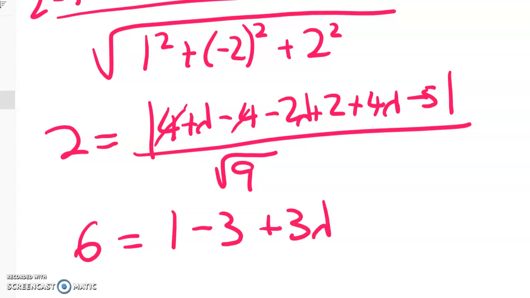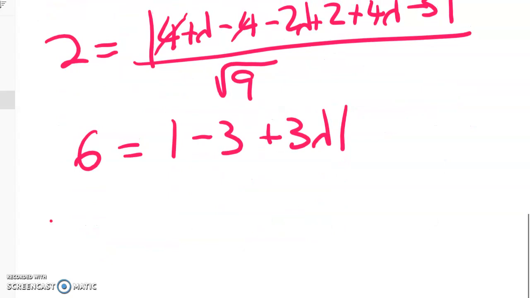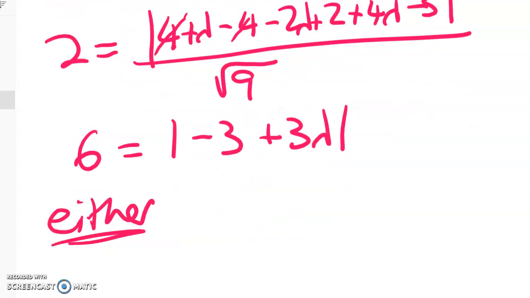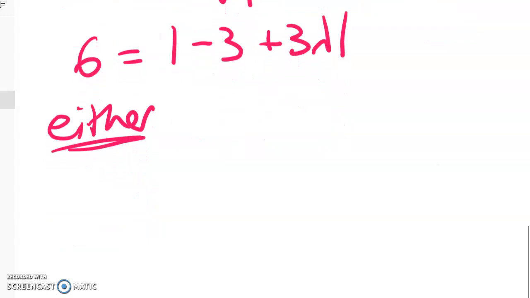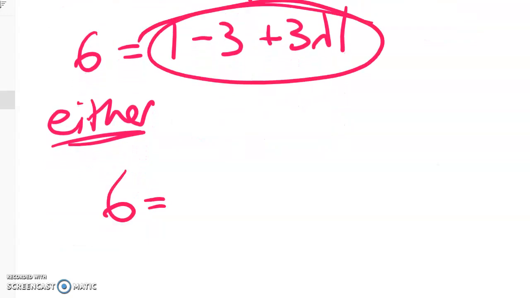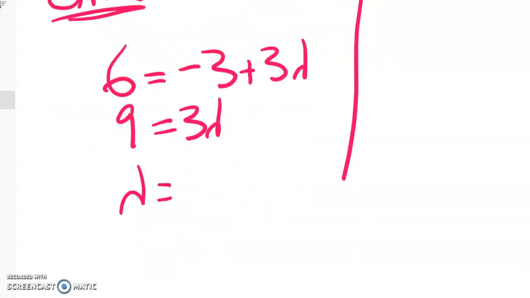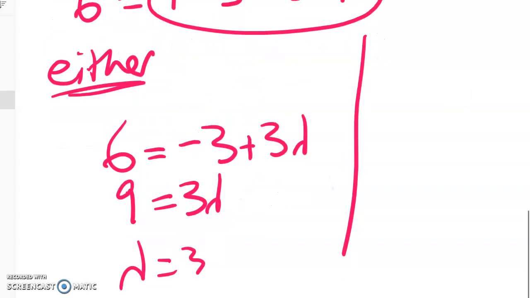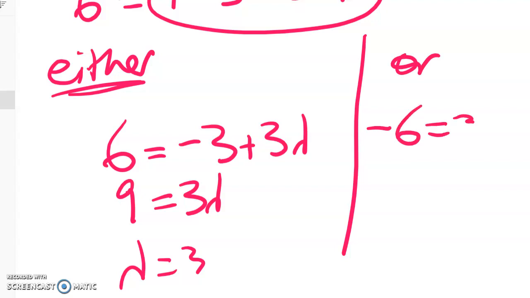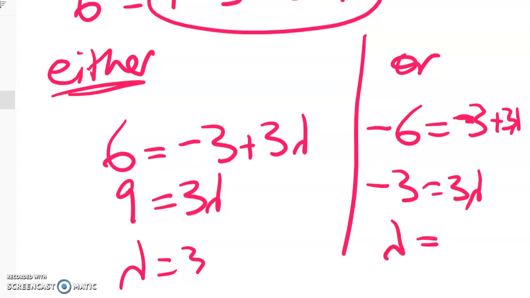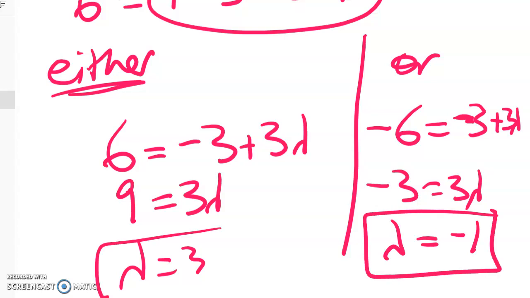So either, I get 2 solutions, and this is the thing you've got to think about. Either 6 is equal to the positive value of this, negative 3 plus 3 lambda, giving me 9 equals 3 lambda, lambda equals 3, or we get the other one, where we get negative 6 is equal to negative 3 plus 3 lambda. So negative 3 equals 3 lambda, lambda equals negative 1. So it's now really easy to see what's going on.